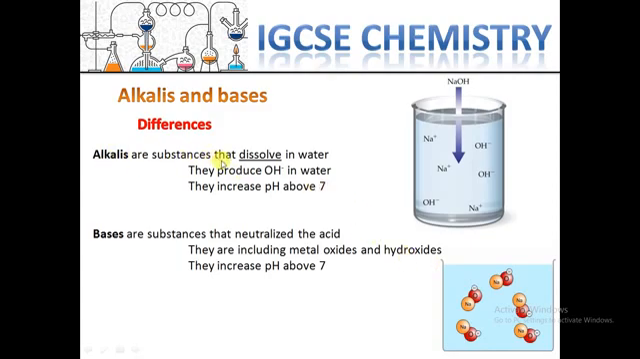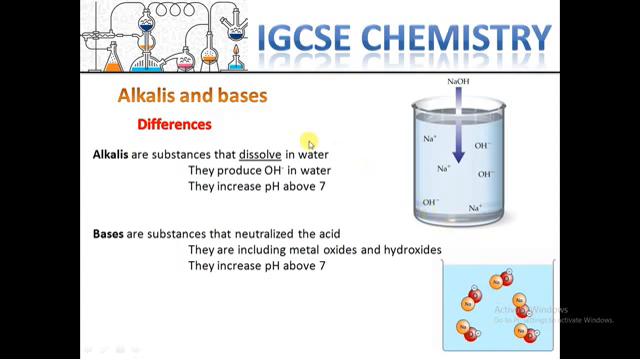When alkalis dissolve in water, they produce OH, hydroxide anion, in water. And bases are the substances which neutralize the acid. Mostly they are not soluble in water, and they include metal oxide or metal hydroxide. Like here, we have sodium oxide, which is a base, and it is not dissolved in water.